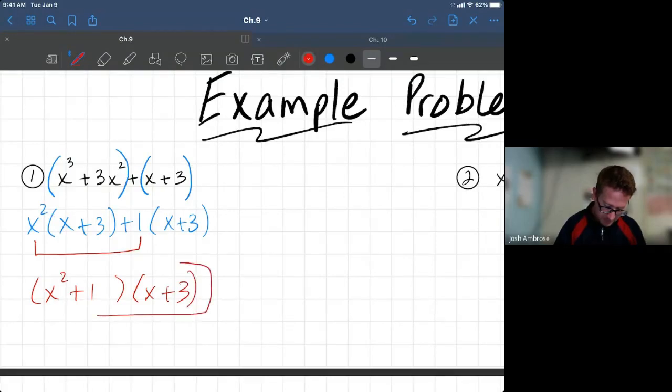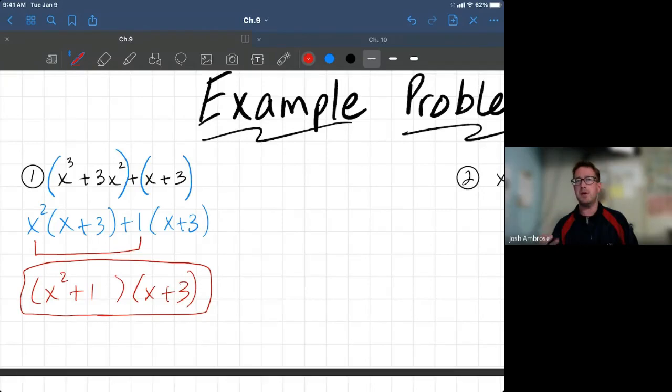And that right there is as far as we can go. So let's determine how I know this is done. Because x and 3 don't share anything else. X squared and 1 don't share anything else. So I can't factor anything else out. Leave it. All good. Done.